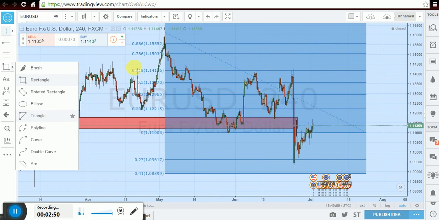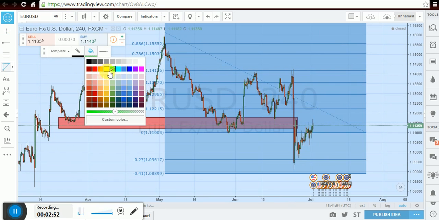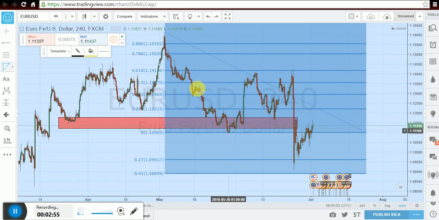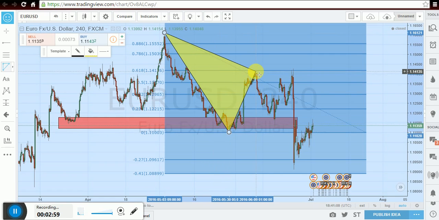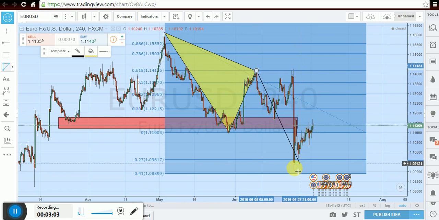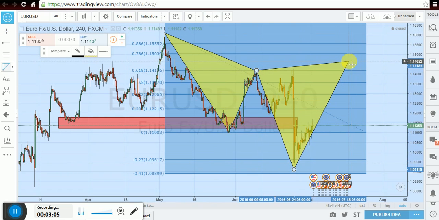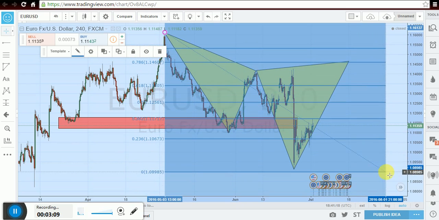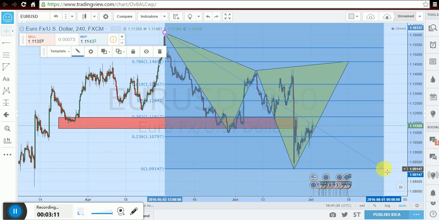So if I bring in my triangle, X to A leg, A to B leg, B to C, the cipher pattern is going to complete somewhere there. So let me just bring my Fibonacci just to be sure at the 786 retracement. So you can see right on the spot.